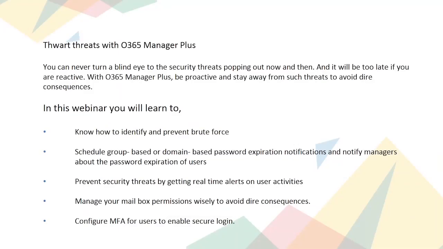So we have covered all the topics today. Today we saw a lot of techniques on how to secure your Office 365 setup. I showed you how to identify a brute force attack, how to prevent them by disabling the mailboxes or resetting their passwords in bulk. I also showed you how to configure password expiration notifications to the users, how to configure real-time alerts, how to manage mailbox permissions, and how to configure multi-factor authentication for the users. Hope you found it useful. In case you have any questions, you can shoot right away.